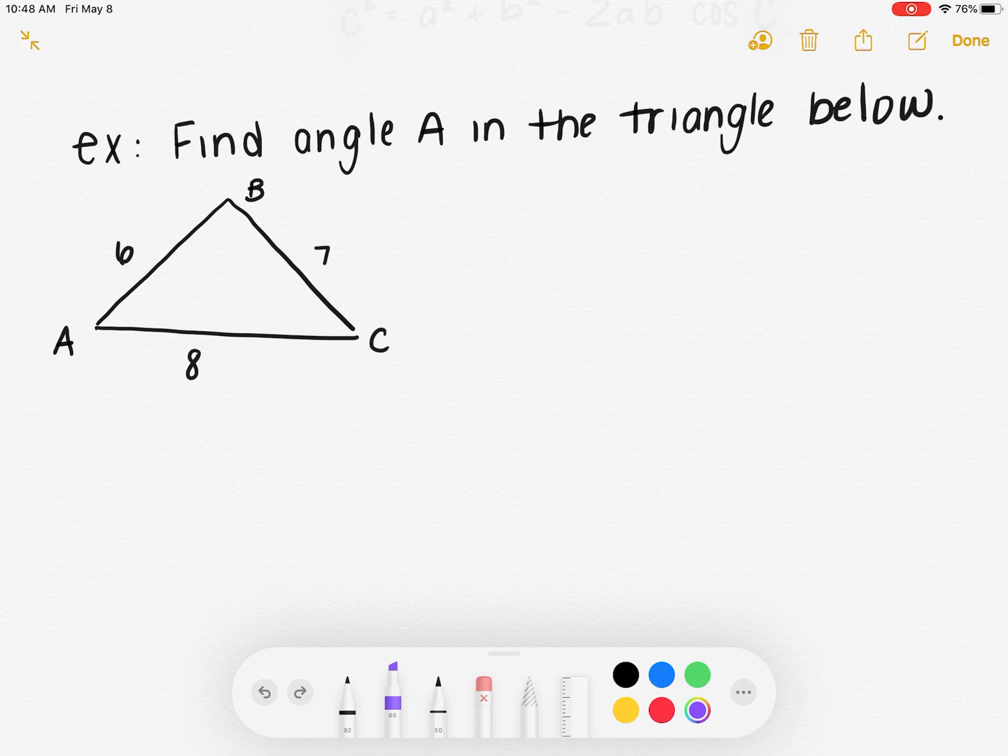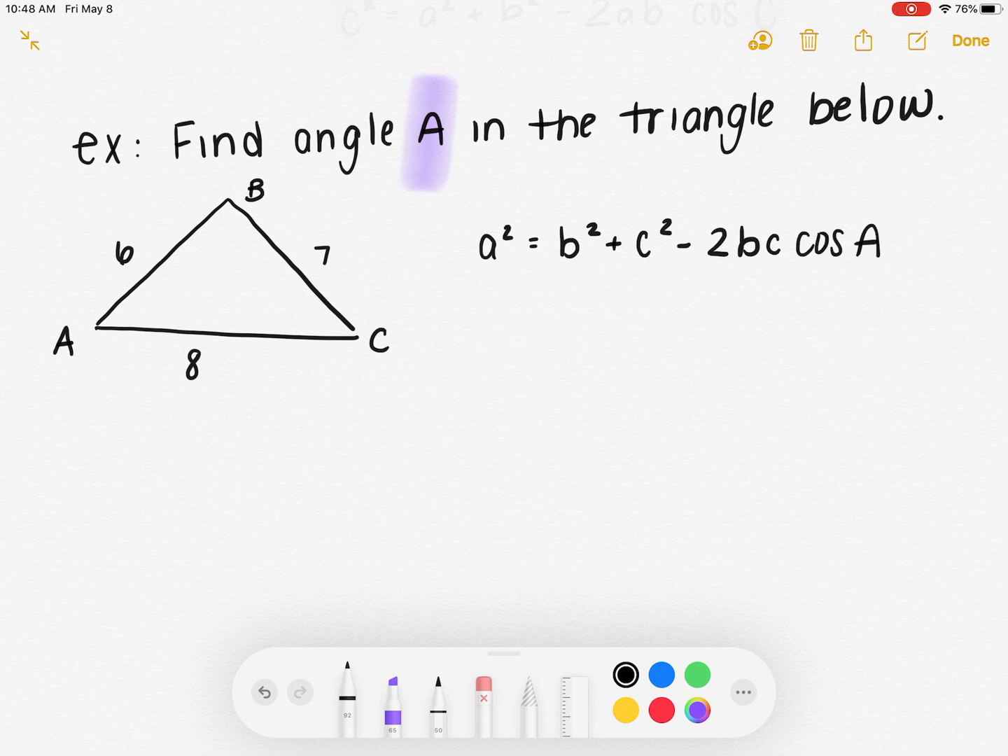I am going to have to use law of cosines. Now, because it's telling me I want to find angle A, I know that I'm going to use the cosine rule that has angle A in it. So I'm going to use A squared equals B squared plus C squared minus 2BC cosine of A. And in order to do this, now all I have to do is plug in the information I have.